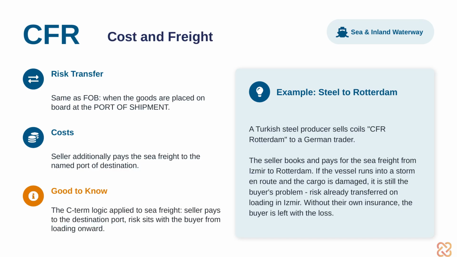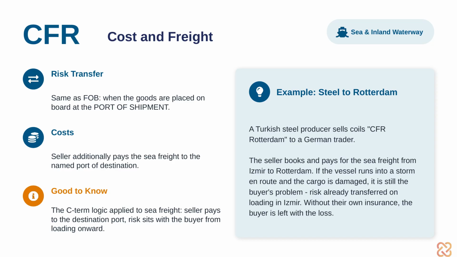CFR, cost and freight, applies the C term logic to sea freight. Risk passes just as under FOB, that means on placing the goods on board at the port of shipment, but the seller additionally pays the sea freight to the named port of destination.